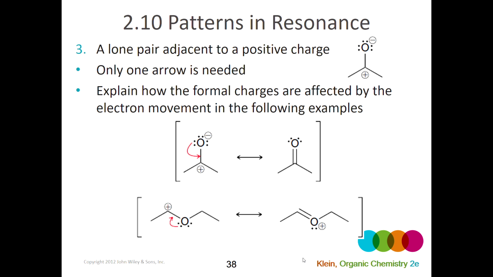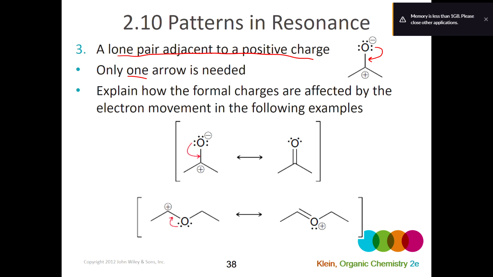The third pattern is pretty straightforward. This is the pattern where you have a lone pair adjacent to a positive charge. And so if the positive charge is on an atom that does not yet have as many electrons as it could hold, all you have to do is shift a pair of electrons in there. So again, this is another case where I have only one arrow. All I have to do is shift those electrons in, and that alleviates that positive charge because now there are 4 bonds.